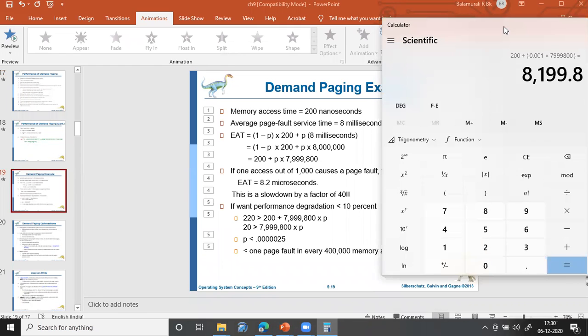Okay, let us try to convert this to microseconds. If you want to convert nanoseconds to microseconds, you have to divide it by 1000. So if you divide this by 1000, what you get is in terms of microseconds. So what you get is 8.1998, which is approximately 8.2 microseconds.